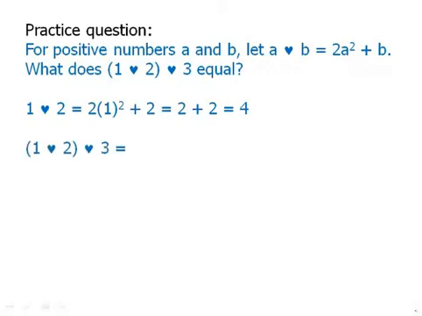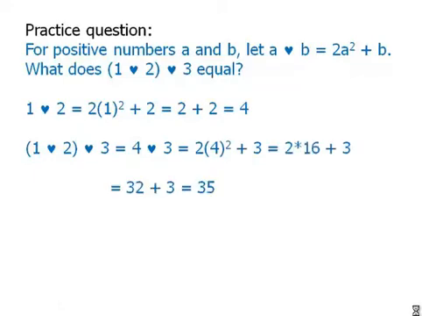So we can replace the parentheses with 4, and then it's 4 heart 3. Well, this would be 2 times 4 squared plus 3. 2 times 16 plus 3, or 32 plus 3, which is 35. So that whole expression has a value of 35. Notice that all the operations here are just basic arithmetic and algebra operations. Once you follow the rule, it's always very easy to follow. Once again, just remember not to panic.